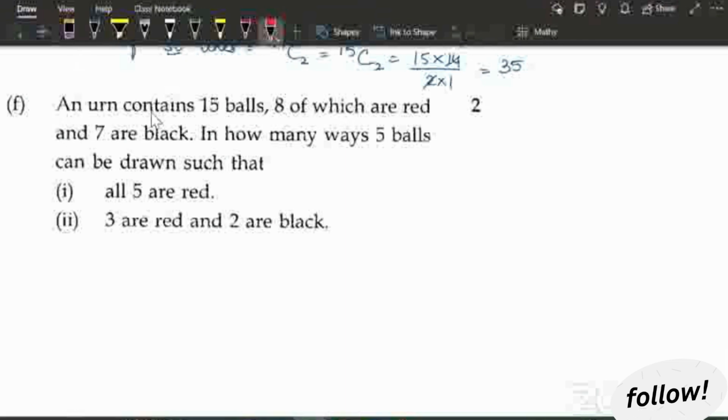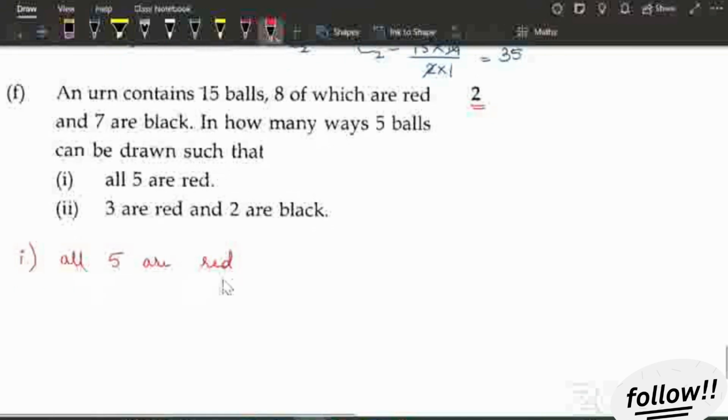An urn is a bag. An urn contains 15 balls, 8 of which are red and 7 are black. In how many ways can 5 balls be drawn such that all 5 are red, or 3 are red and 2 are black? The first sub question is all 5 are red. The marks is just 2 and you have 2 sub questions, so it's just 1 mark per question. There is no need to write more than a 1 or 2 line answer.